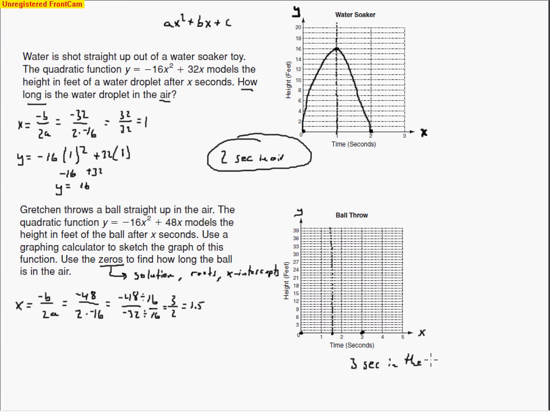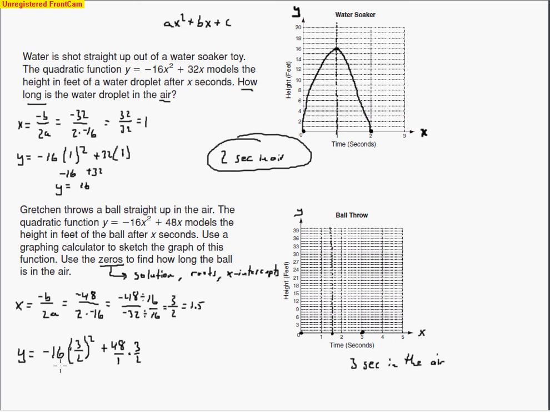So I could find out the answer a little quicker, but I'm going to go ahead and try to find out how high this goes because I'm interested in that. So if I wanted to find the maximum height, I would do this. I would say y equals, and then I would go ahead and substitute the 1.5 in. But I'm not going to use 1.5, I'm going to use 3/2. So it's negative 16 times 3/2 squared, and then plus 48 times 3/2. So 48 over 1 times 3/2.